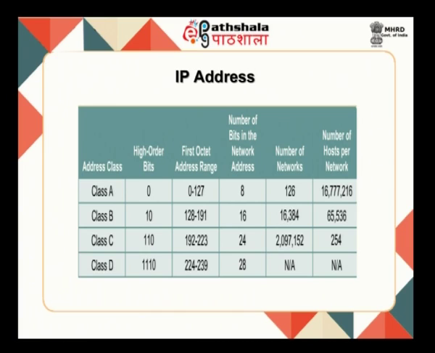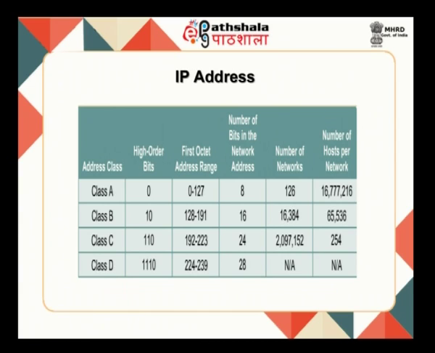If it is of 192 to 223, it is a class C address, and if it is of 224 to 239, it is a class D address. We have already seen how many bits you will have in the network address. Class A has 8 bits for the network, class B has 16 bits, class C has 24, and class D has 28 bits. The number of networks you can have in class A is 126, whereas the number of hosts per network is 16,777,216.